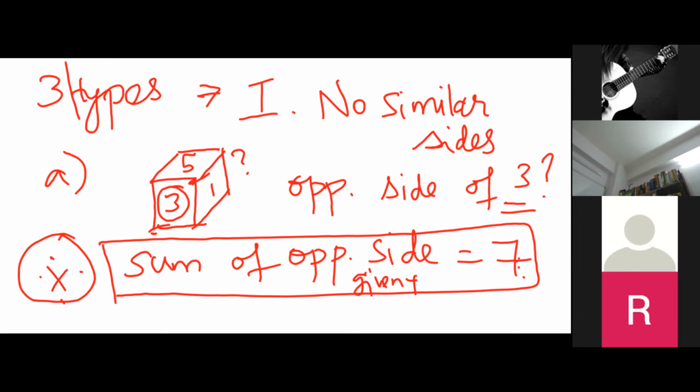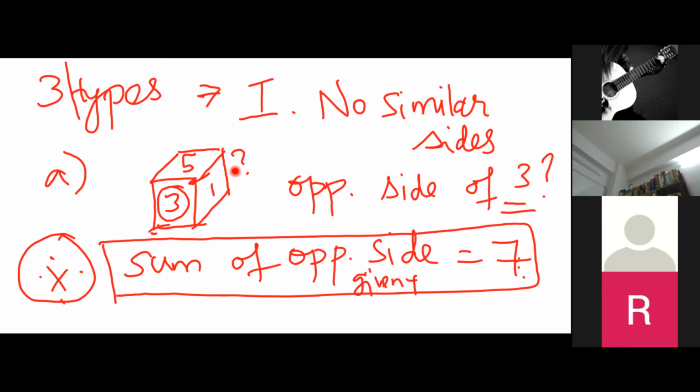For the first type of sum, that is no similar sides, this is a single dice. Each side will have one value. Now the question is, what is the opposite side of 3? So 3 is here, which is in the visible portion. Its opposite side should lie exactly at the back of it, that is not in the visible portion.